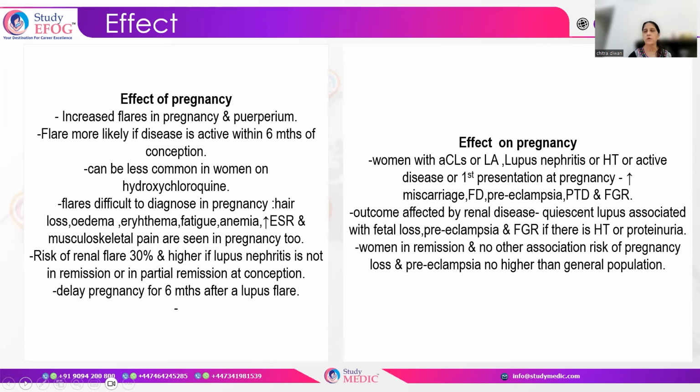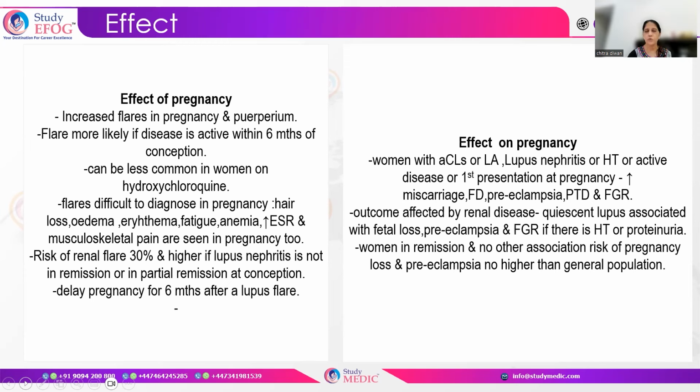What is the effect on pregnancy? Okay. So, women who have anticardiolipin or lupus antibodies, or they have lupus nephritis or hypertension, or they have active disease, or they are presenting for the first time in pregnancy. For these women, there is an increased risk of miscarriage, fetal death, preeclampsia, preterm deliveries, and fetal growth restriction.